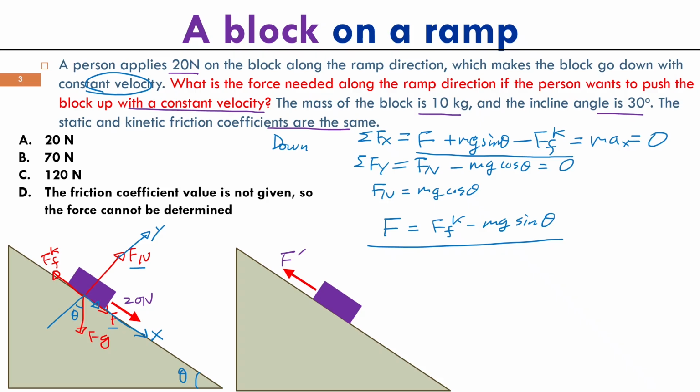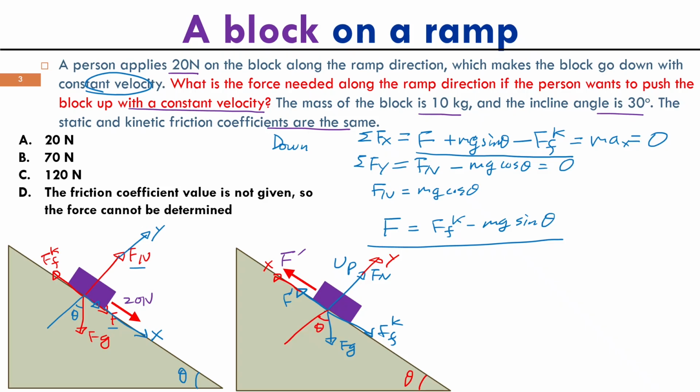How about the upward motion? For the upward motion, I can do the same thing. I have gravity going down, I have the normal force going this way, and I have a force pushing along the ramp going up. Let's call it F prime. And in this case, I have kinetic friction going down. Because I want to push the block up, I use this upward direction as my x and the direction perpendicular to the ramp as my y direction. Then I will do the same thing. This angle is theta, so this angle is theta.